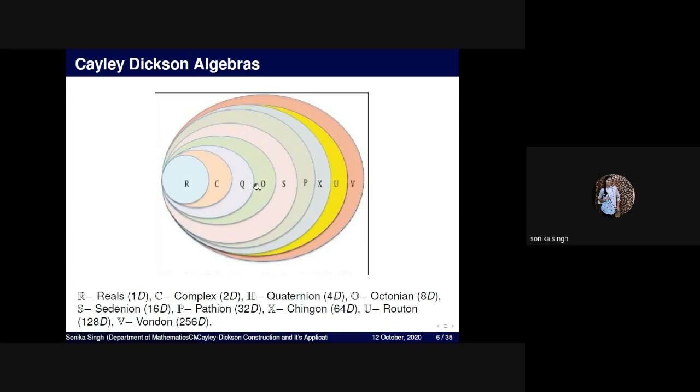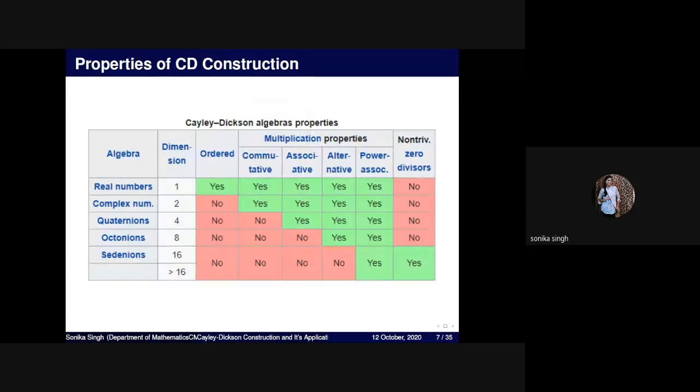We lost the commutative property here. Then we go from quaternions to octonions, of dimension 8. Here we lost the associative property, and at dimension 16 we get sedenions. We lost the alternative property, and then P for Pathion, dimension 32, X for Chingon, dimension 64, U for Routon, dimension 128, and B for Wandon, dimension 256. So this is all the Cayley-Dickson construction and the produced Cayley-Dickson algebras.